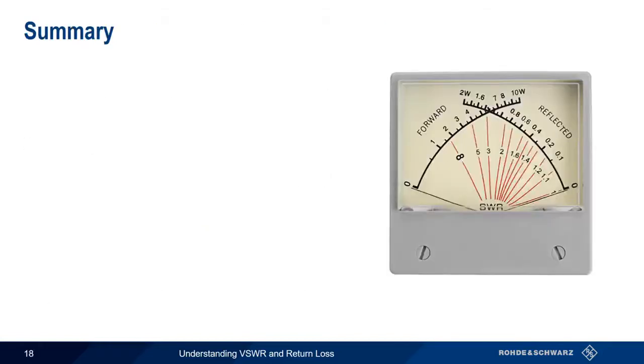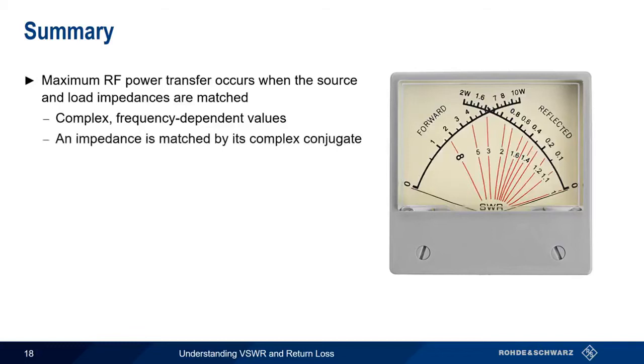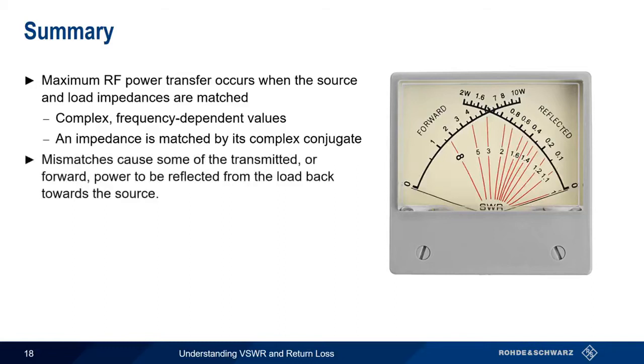So let's summarize what we've learned. First, maximum RF power transfer occurs when the impedance of the source and the load are matched. Impedances are complex, frequency-dependent values, and therefore a given impedance is matched by its complex conjugate, which we get by reversing the sign of the reactance, or imaginary part of the impedance. A mismatch between source and load causes some of the transmitted, or forward power, to be reflected by the load and returned to the source.